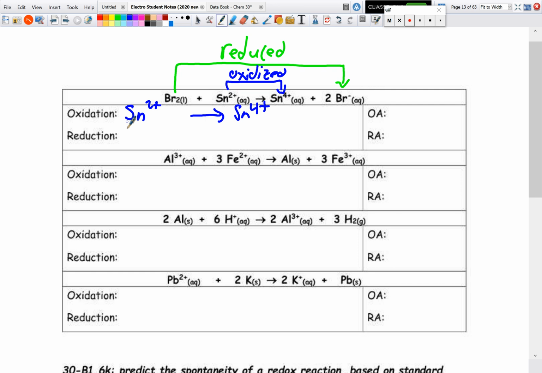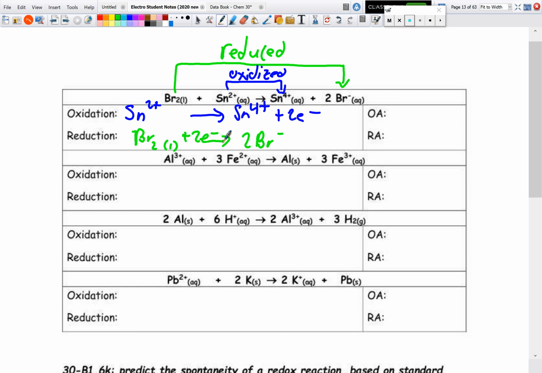Balanced by mass, we got 1 and 1, so that's fine. Now we get balanced charge, 2 plus, 4 plus, so we need 2 electrons. And my reduction half reaction looks something like this, balanced by mass, which is balanced, now balanced by charge. And we have our reduction half reaction.